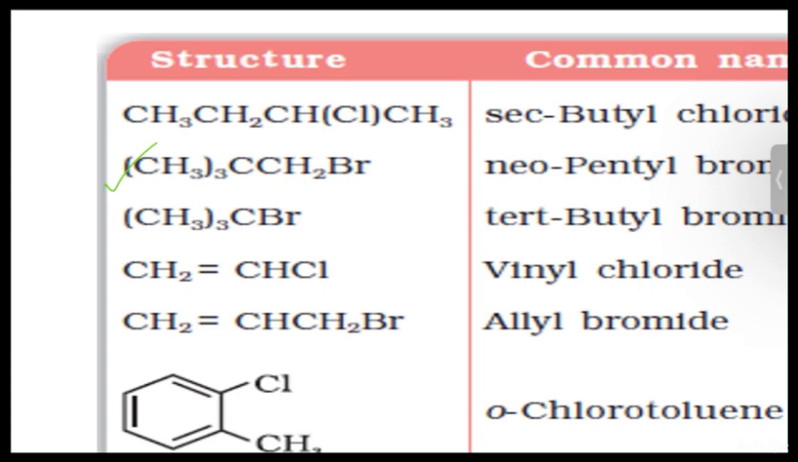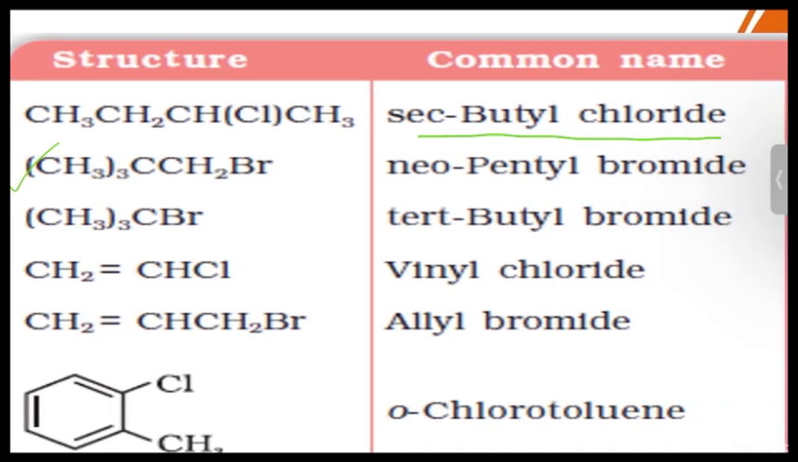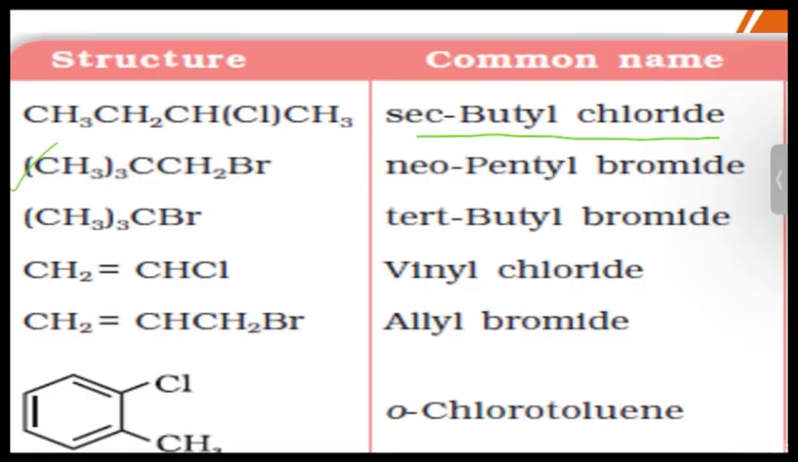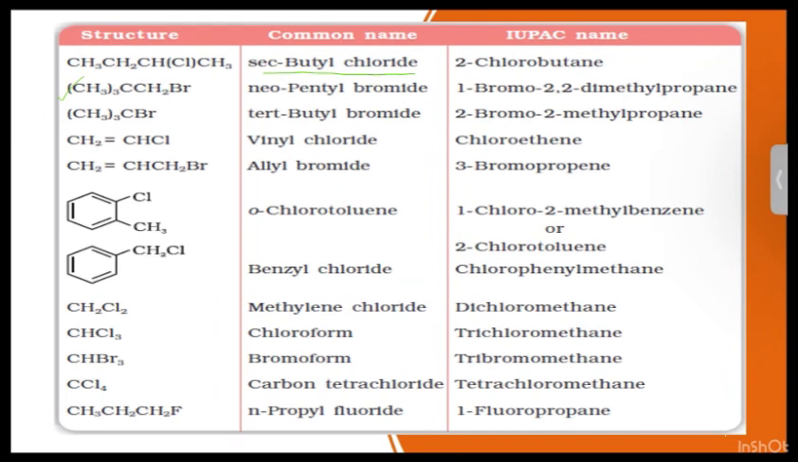So the common name is secondary butyl chloride. That is also easy to understand. Butyl means 4 carbons and secondary means when you draw 4 carbons, on the second carbon from any side you put Cl. Now this carbon which is having halogen is attached to 2 more carbons, so it becomes secondary butyl. So that is the idea how the common names are given.